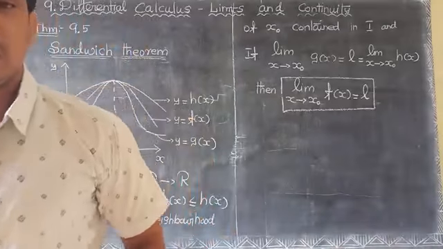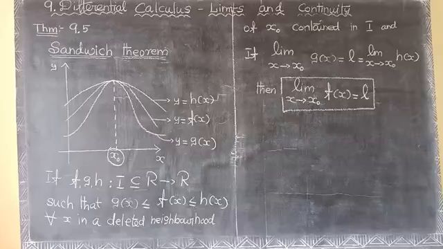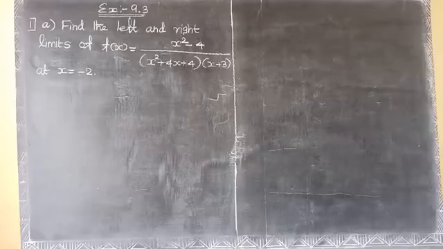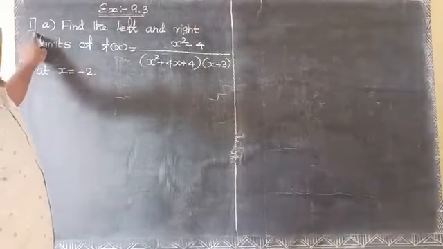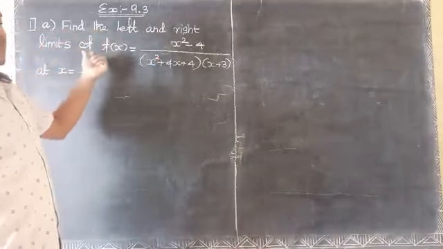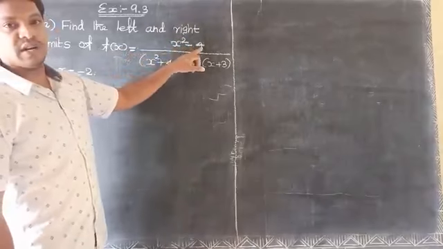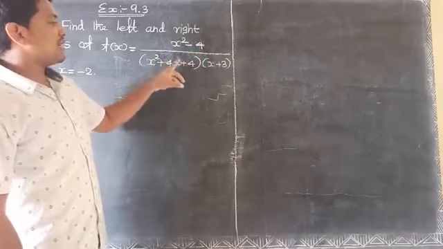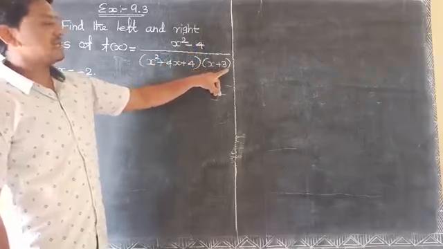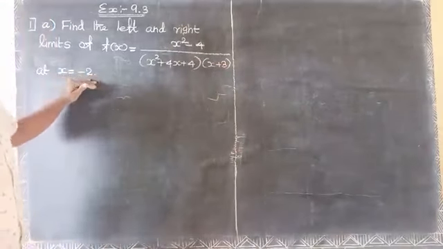Next, discuss some problems using this concept. Exercise 9.3, question number 1, option A. Find the left and right limits of the function f of x equal to x square minus 4 divided by x square plus 4x plus 4 into x plus 3 at x approaches minus 2. Solution.